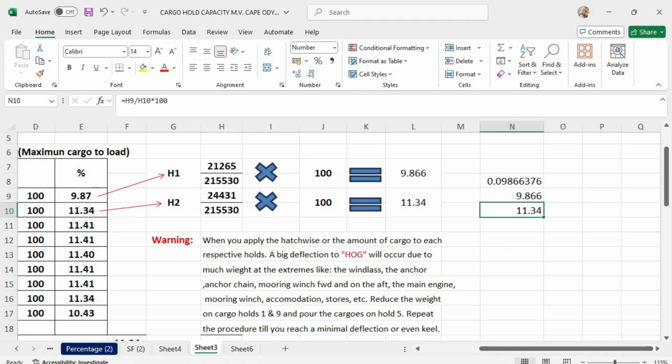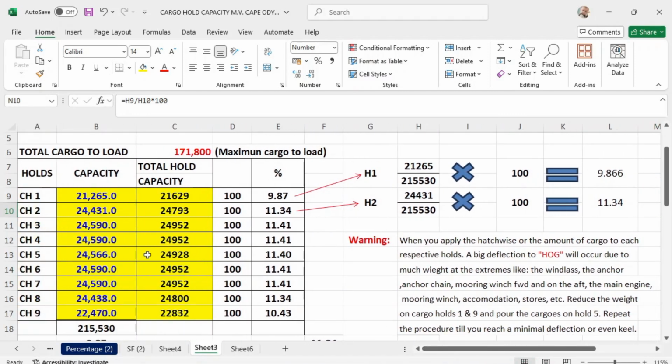Okay, so that is how you do it until you reach hold number 9. So number 1 will be 8.87%, 2 will be 11.34%, hold number 3 11.41, number 4 will be 11.41, and number 5 is 11.40, and number 6 is 11.41, number 7 is 11.41, and number 8 is 11.34. Number 9 is 10.43. And if you will notice, hold number 3 and number 4 have the same hold capacity. So with hold number 6 and hold number 7, they have the same hold capacity. Okay, and we go down.